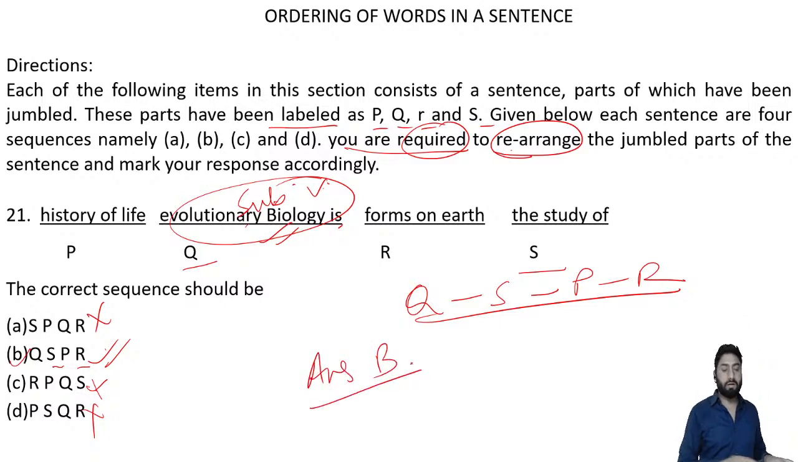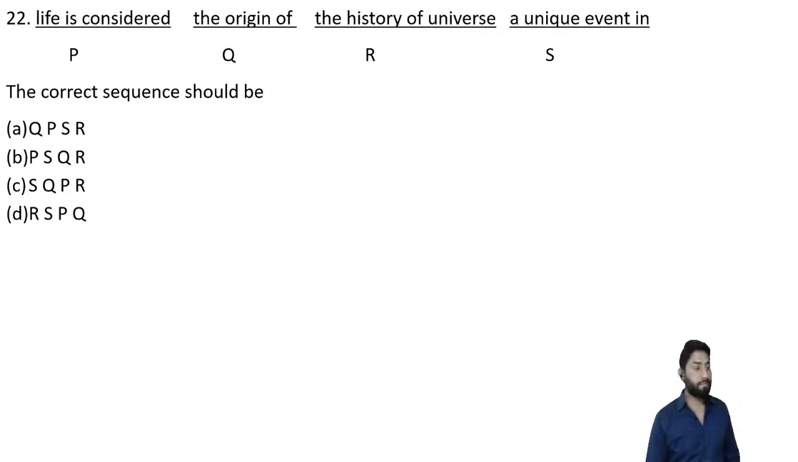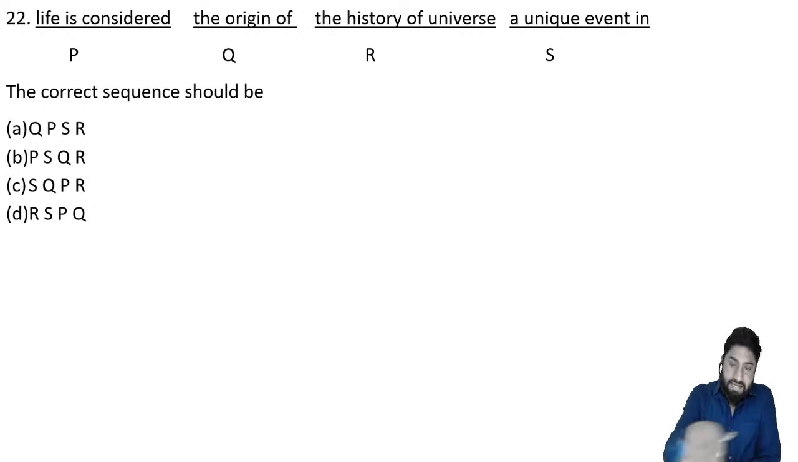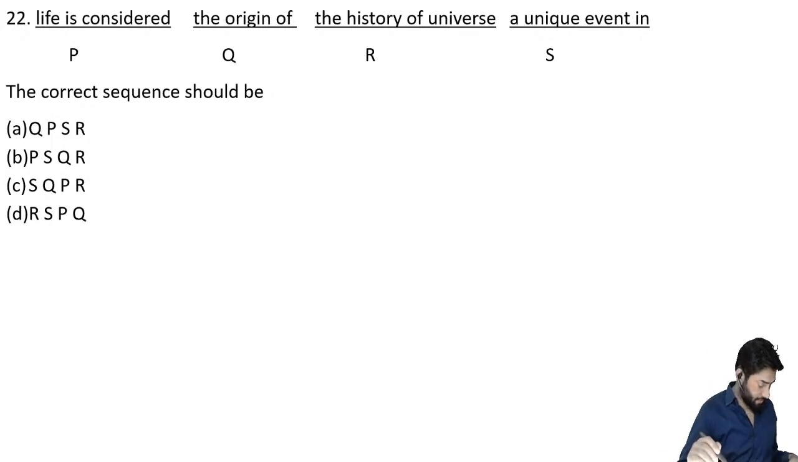Now let's come to the next question. Next is: life is considered the origin of the history of universe, a unique event in. The correct sentence should be, okay, alright. So this is different, it's not a typing error. This is the separate part, the sentence is only till here. So the life is considered the origin of the history of universe, a unique event in. The question is this; the part below is different. Now let's move to the next part.